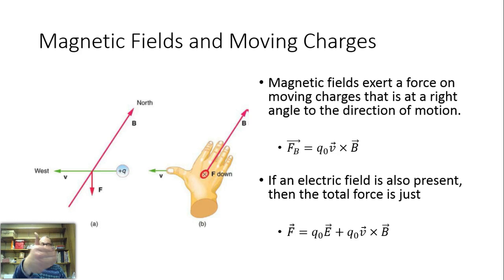That's just V cross B, right? That's my way of thinking about it, which is a little different from the illustration. If an electric field is also present, then the total force on the charged particle is just the charge times the E field plus the charge times its velocity crossed with the B field. Now, B field, magnetic field, those are the same things.